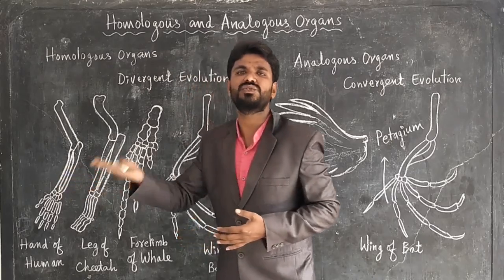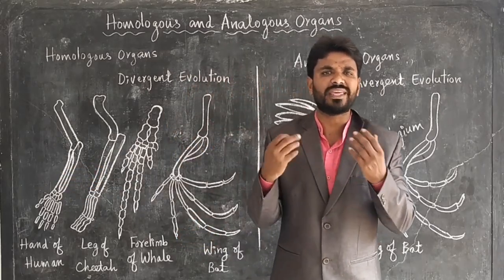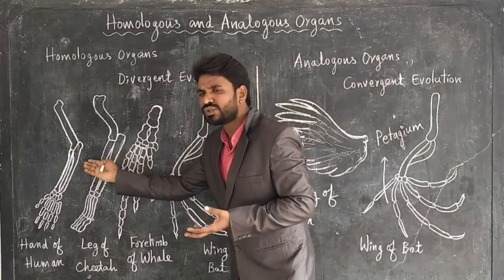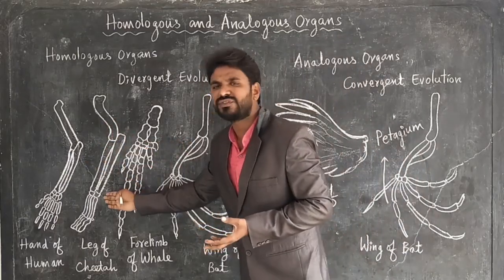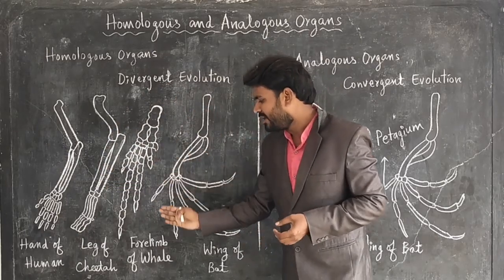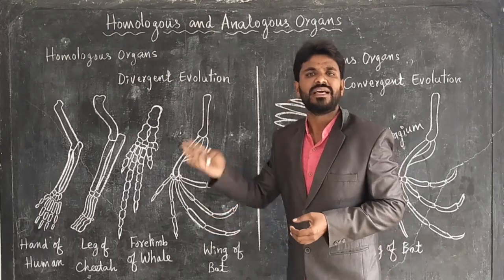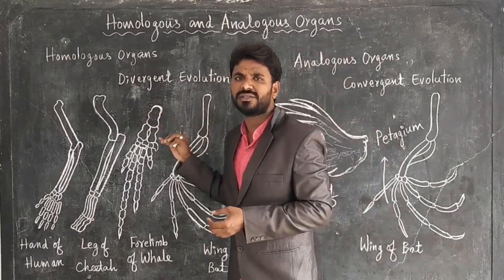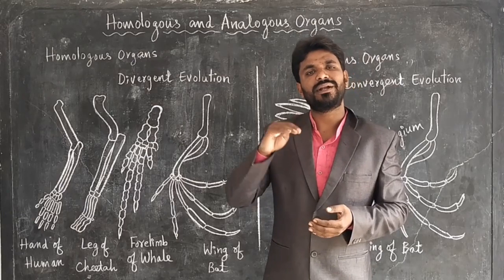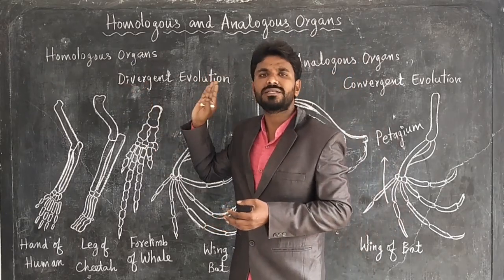The hand of human being is used for multiple purposes, grasping or holding or doing any activity like that. The leg of cheetah, its main function is running, the function of the forelimb of blue whale is swimming, and the function of wings of bat is flying. Like this, these organs are having same structure but different functions. These kinds of organs are called homologous organs.